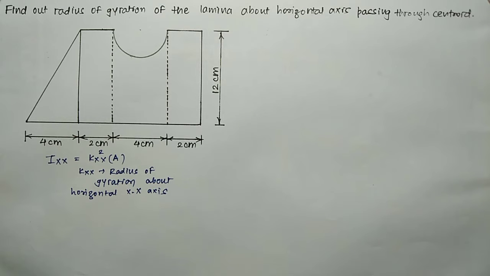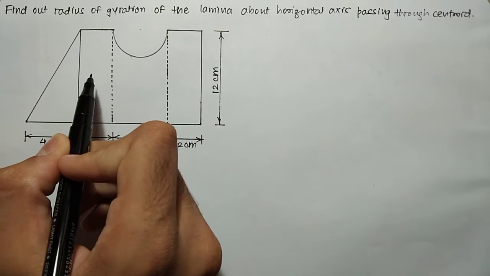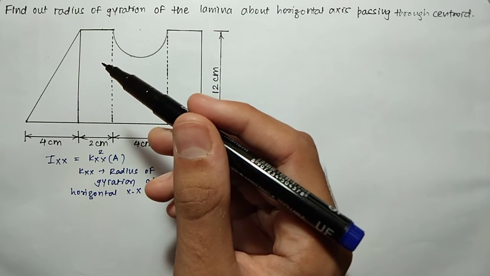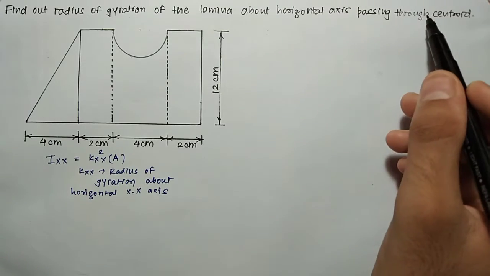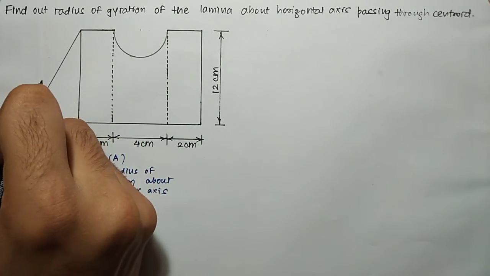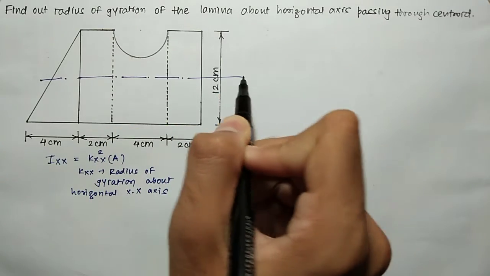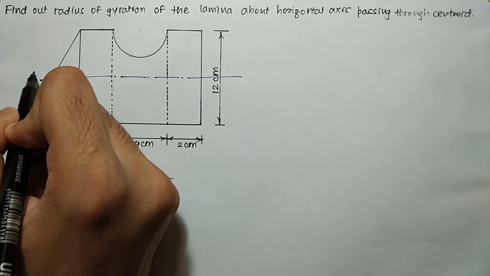First of all, we need to draw the axis about which the moment of inertia has to be determined, or else we need to draw the axis parallel to those axes about which the moment of inertia has to be determined. Here this is the horizontal axis passing through the centroid, so let us draw it first. This is the horizontal axis which is passing through the centroid of the plane lamina, and let us name it xx.